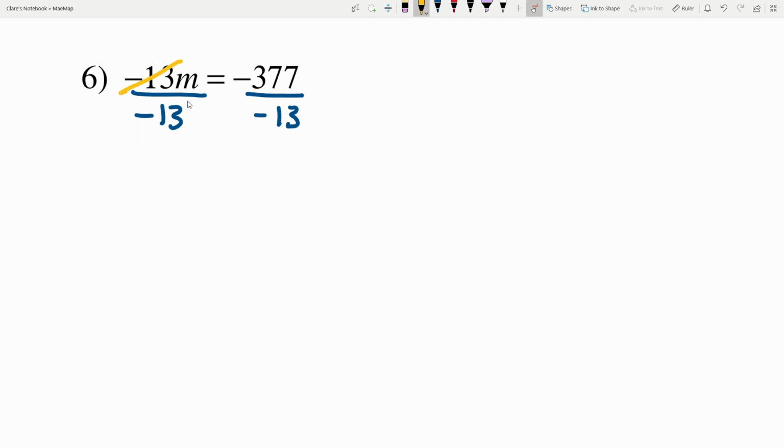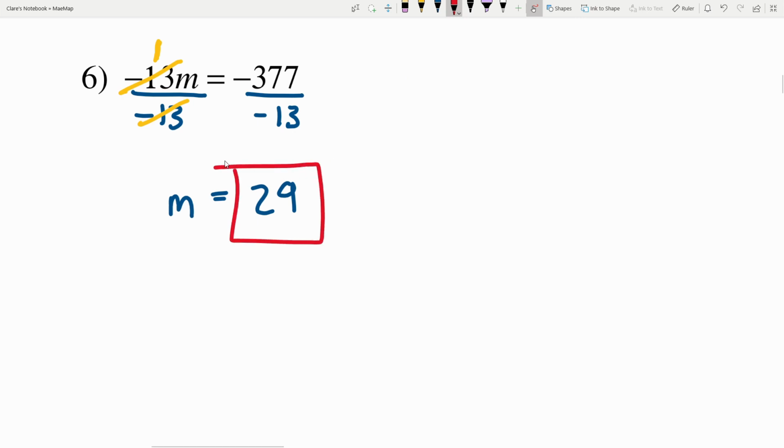Negative 13 divided by negative 13 leaves me with a positive 1. And 1 times m is equal to m. So now all I have to do is negative 377 divided by negative 13. A negative divided by a negative is a positive, and 377 divided by 13 is going to be 29. So negative 377 divided by negative 13 gives me a positive 29. So 29 is our solution in number 6.